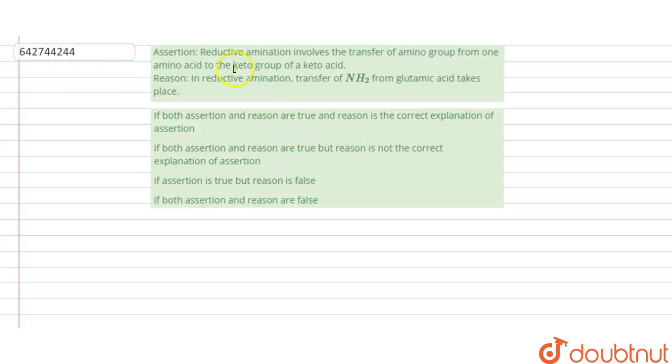Hello everyone. So the question here is that the assertion statement says that reductive amination involves the transfer of amino group from one amino acid to the keto group of a keto acid. The reason is that in reductive amination, transfer of ammonia group, this NH2 group is ammonia group, from the glutamic acid takes place. So what do we see here?